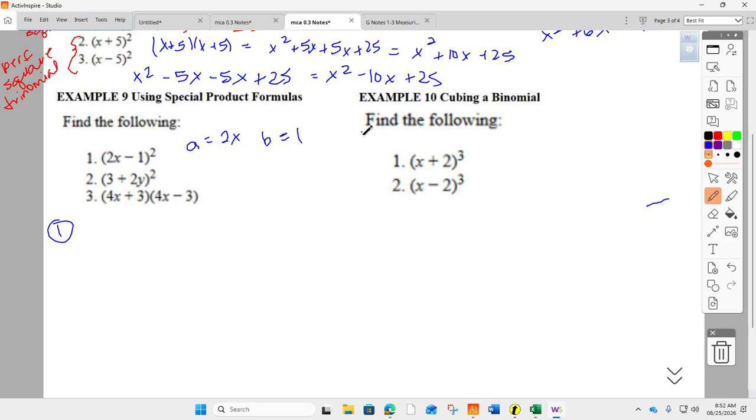All right? So if we square 2x, 4x squared, minus 2 times A times B, so 2 times 2x times 1, so 4x, and square B. If you forget the formula, forget the shortcut, you can rewrite it as binomials and use the distributive property or use FOIL.